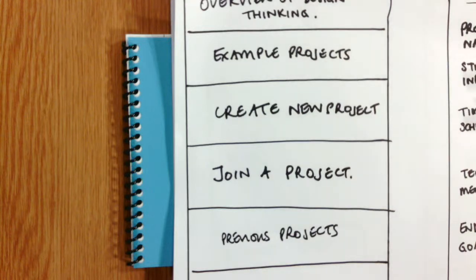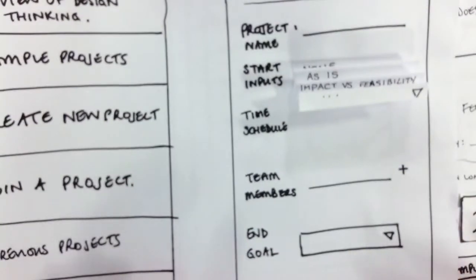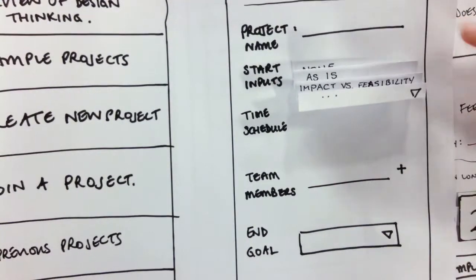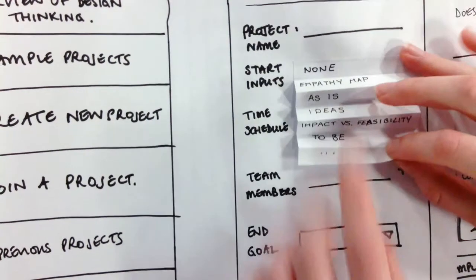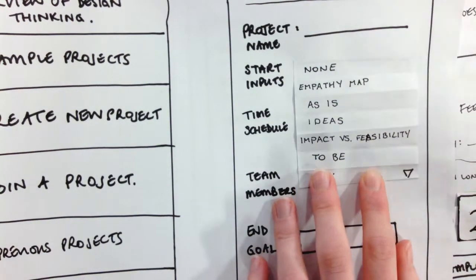My user is starting up a new project, so I'm going to click Create New Project, and that will lead me to this next screen, where I'll be able to type in the project name and choose my start point. So I would say this is with the idea that I could go into a design session having already done an empathy map and an as-is scenario. So I want to start from the next point.